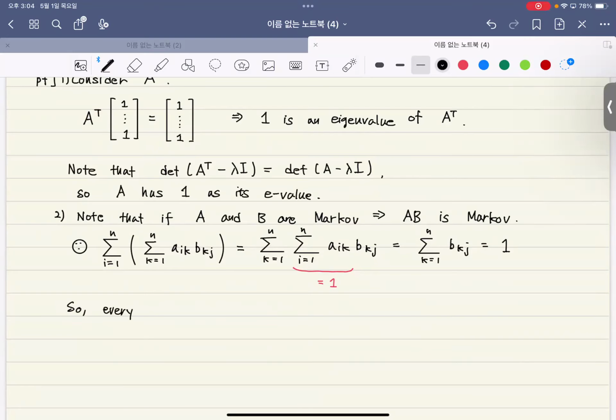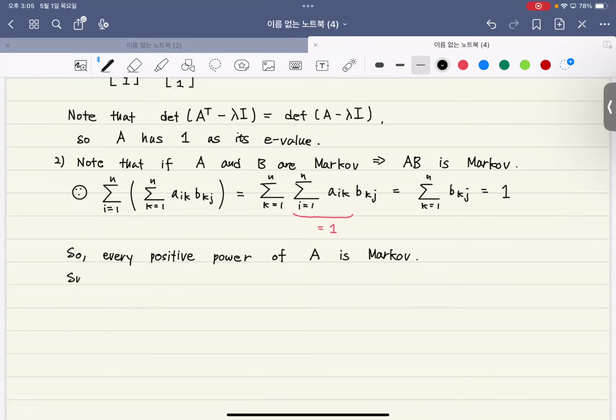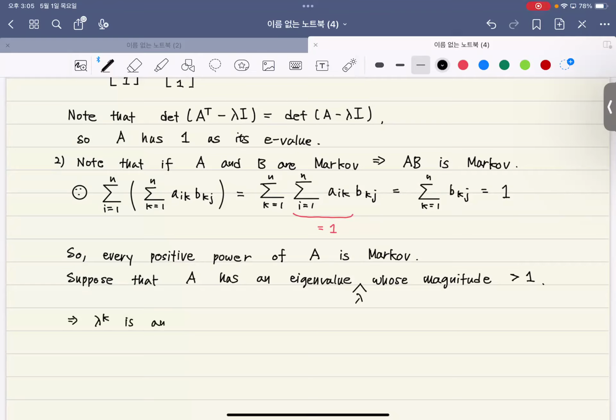So every positive power A^k is Markov. Now, suppose that A has an eigenvalue lambda whose magnitude is strictly greater than 1. Then lambda^k is an eigenvalue of A^k.